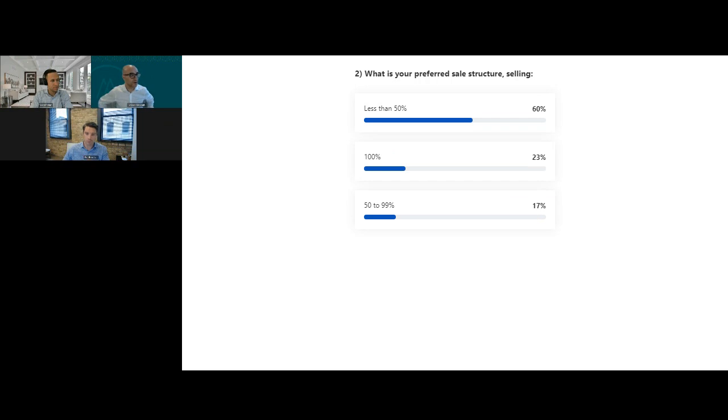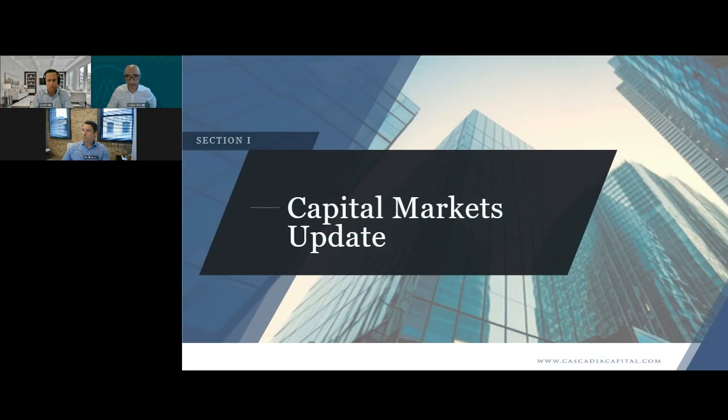All right. So the vast majority, 62% or so, prefer not to give more than 50%, versus the other 38% or so who are more open to 100% or anywhere between 50 to 99%. Pretty good. So I guess with that, I'll turn it over to Scott, who will give us an update on the state of the economy and M&A market so far in 2023.